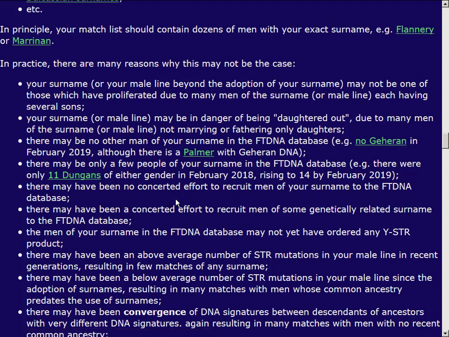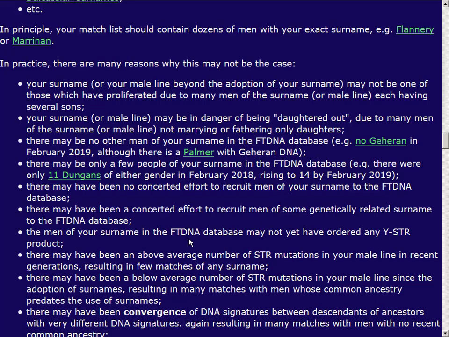So a lot of what your matches look like depend on there being concerted efforts to recruit men of your surname, or no concerted efforts to recruit men of your surname, or concerted efforts to recruit men with a related surname. So lots of O'Loughlins are going to find they have lots of Marnan matches because we've recruited all the Marnans, but the O'Loughlins haven't been so heavily recruited.